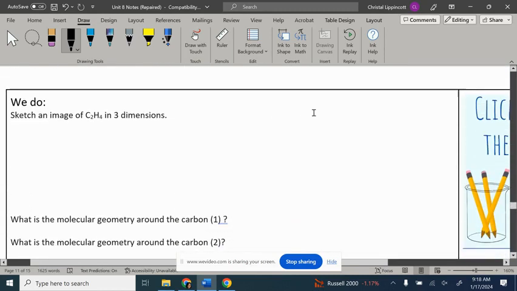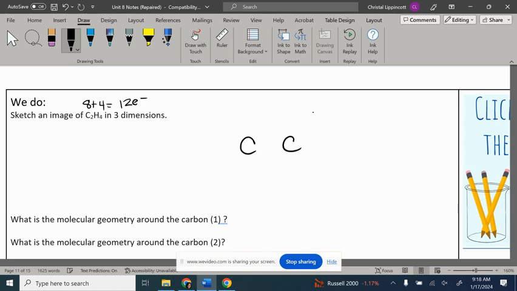All right, we are going to sketch this guy. We have C, which is 4, but we've got 2 of them, so that's 8. We have hydrogen, which has 1, but we've got 4 of them, so that's 4. We have a total of 12 electrons that we need to arrange. I'm going to put my carbons in the middle here and connect them. I'm then going to connect a hydrogen to each one of these.